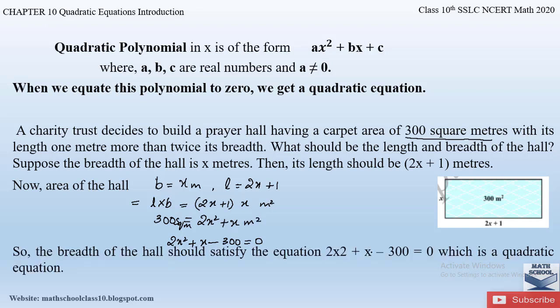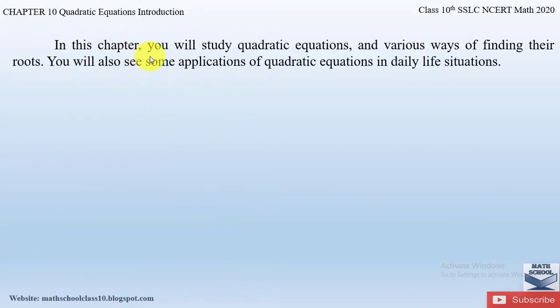So therefore the breadth of the hall should satisfy the equation 2x square plus x minus 300 equal to 0, which is a quadratic equation. So in this chapter you will study the quadratic equation and various ways of finding their roots. You will also see some applications of the quadratic equation in our daily life situations. So let us move ahead to the section 10.2, that is quadratic equation.